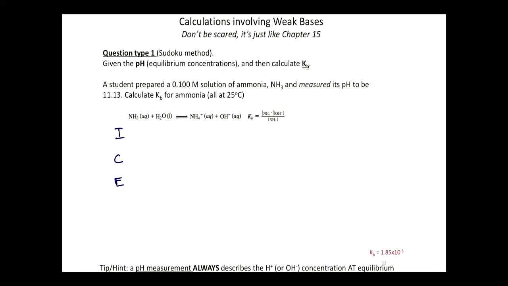The reason we don't approximate is because I tell you the concentration and I tell you the pH and I ask you to calculate Kb. All right, so we're not solving for x. I'm kind of giving you x, a hint at what x is. And notice the wording of this question changed. This student prepared an ammonia solution and what? They measured its pH to be, yes, to be 11.13. So let's get it right this time.